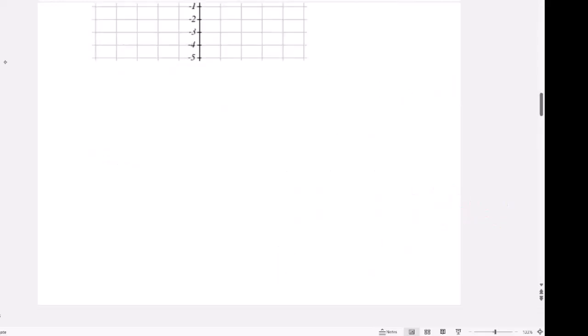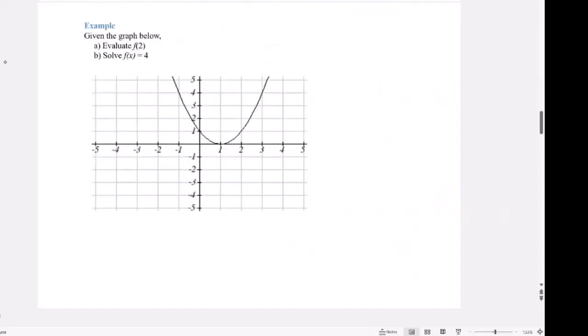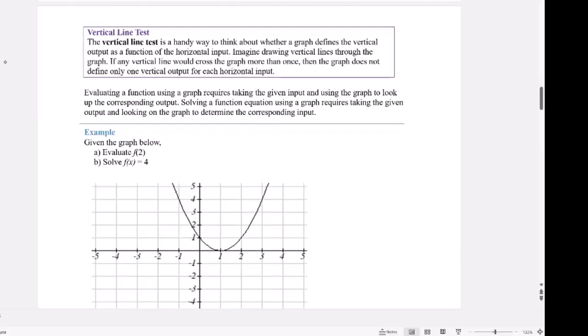So we're going to talk now about an easy way to do it. It's called the vertical line test. And it's a handy way to think about whether a graph defines the vertical output as a function of the horizontal input. In other words, the vertical line test basically just tells me if I have a function, okay?